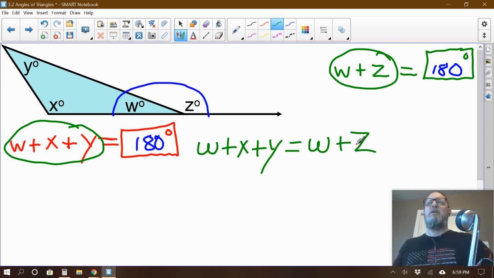Okay. Now, you might be wondering, what am I going to do with this? Well, let's see. What do we have in common on both sides? Do you see it? There it is, w. Both sides contain a w. So let's subtract the w and see what's left.